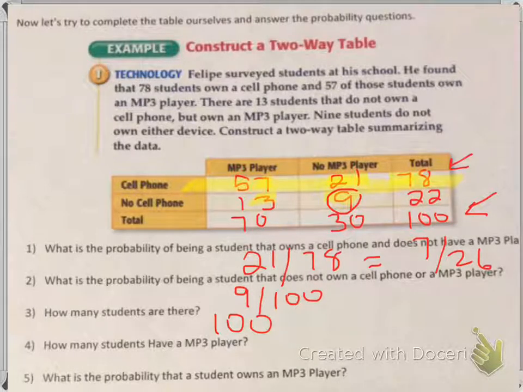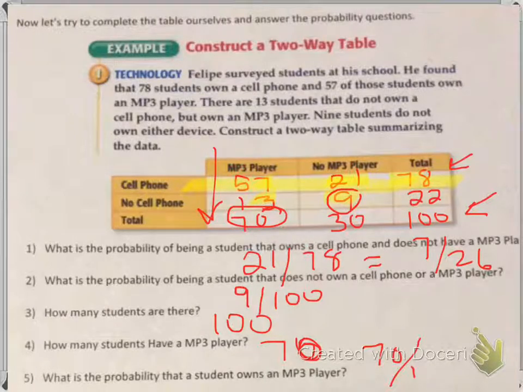Number 4 says, how many have an MP3 player? So how many students have an MP3 player? That would be at the bottom of the MP3 player column, which is 70. And then number 5, the last question we're going to do today, says what is the probability that a student owns an MP3 player? So here's the total number of students who own an MP3 player, that's 70. And then out of the total number of students, which is 100, I'm going to let my calculator reduce that for me, and that's going to reduce to 7/10.